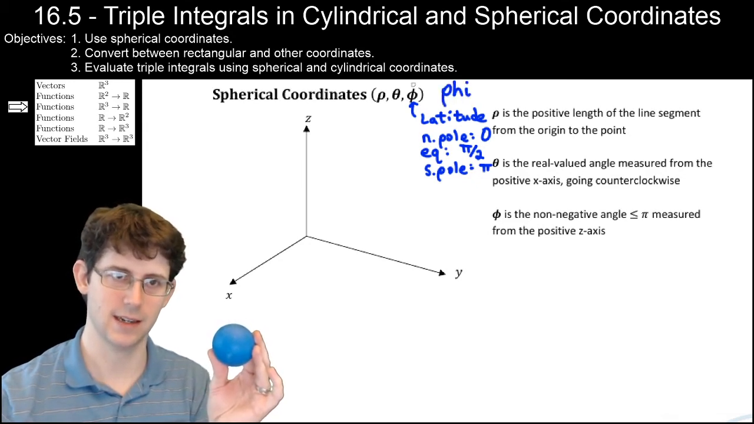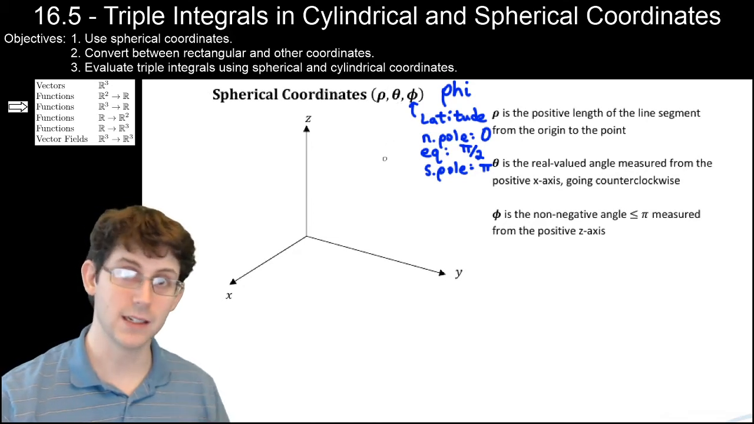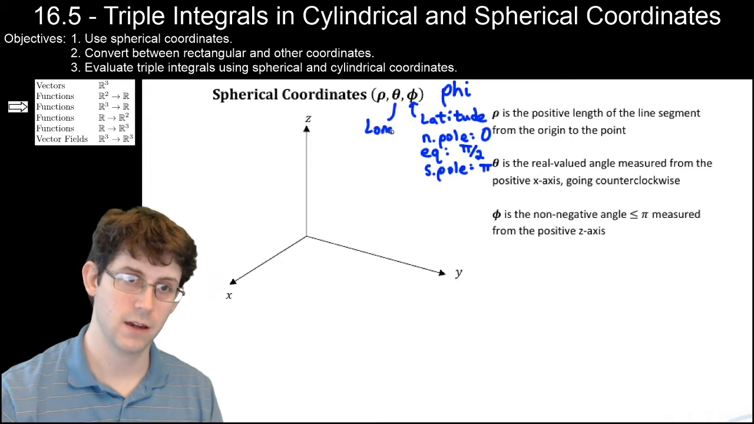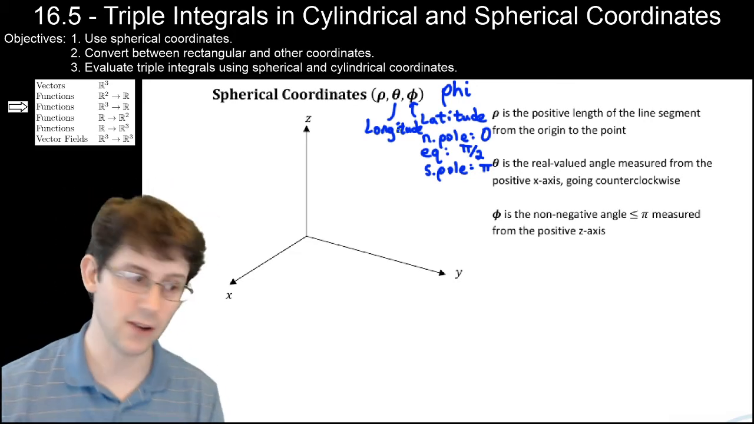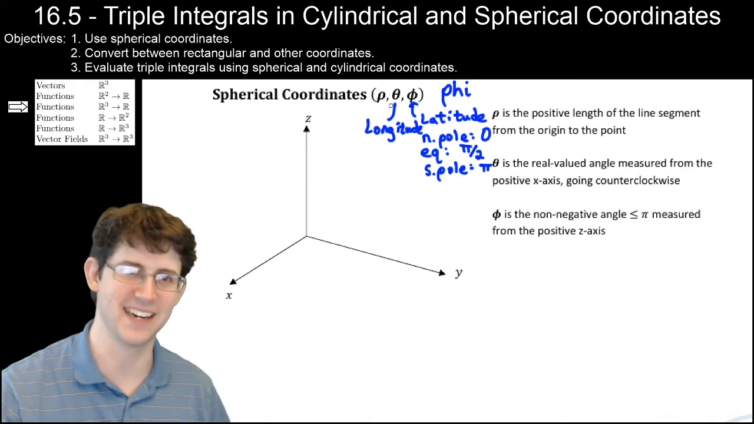You say this Greek letter as phi. Theta is the regular old theta from polar coordinates, so that's longitude. And if you don't know how latitude and longitude work, I guess this is a good time to pause this video and just figure it out once and for all, because you live on Earth. So just go figure it out.